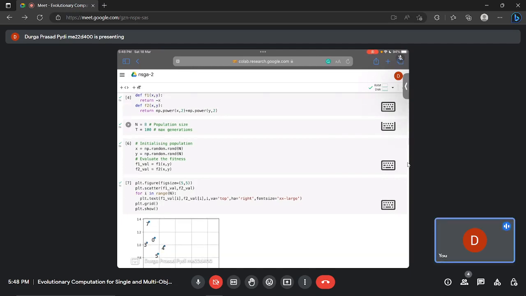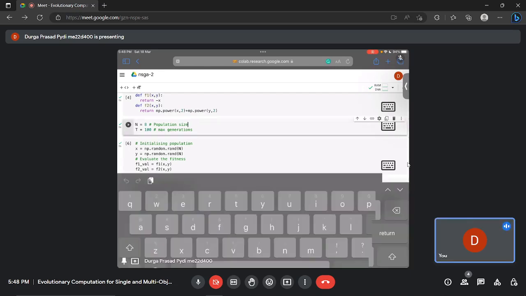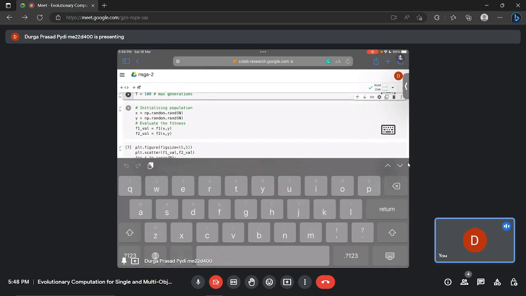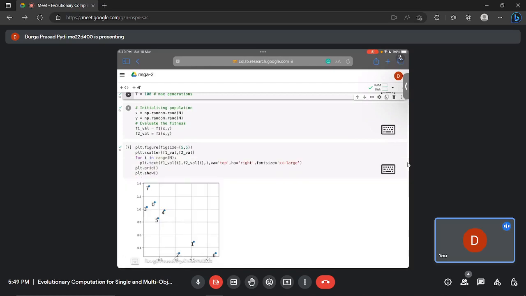And here I am defining my parameters. Say I am giving a population size n equal to 8, and the maximum number of generations is 100. The next step is to initialize your population. Our values of x and y both range from 0 to 1. The rand function gives you a random number between 0 and 1, and np dot random dot rand of n will give you n random numbers between 0 and 1. I do that once for x and once for y.